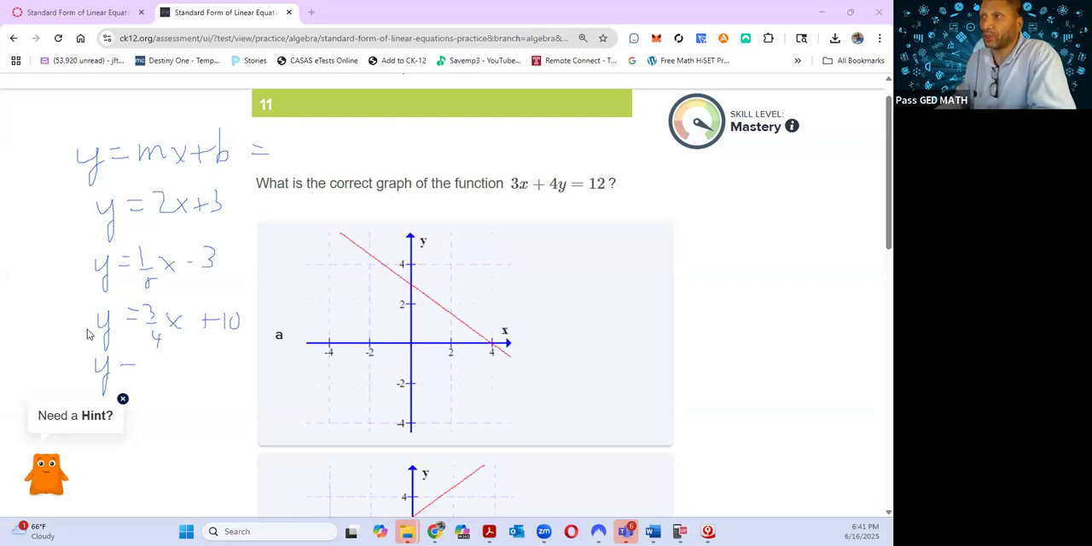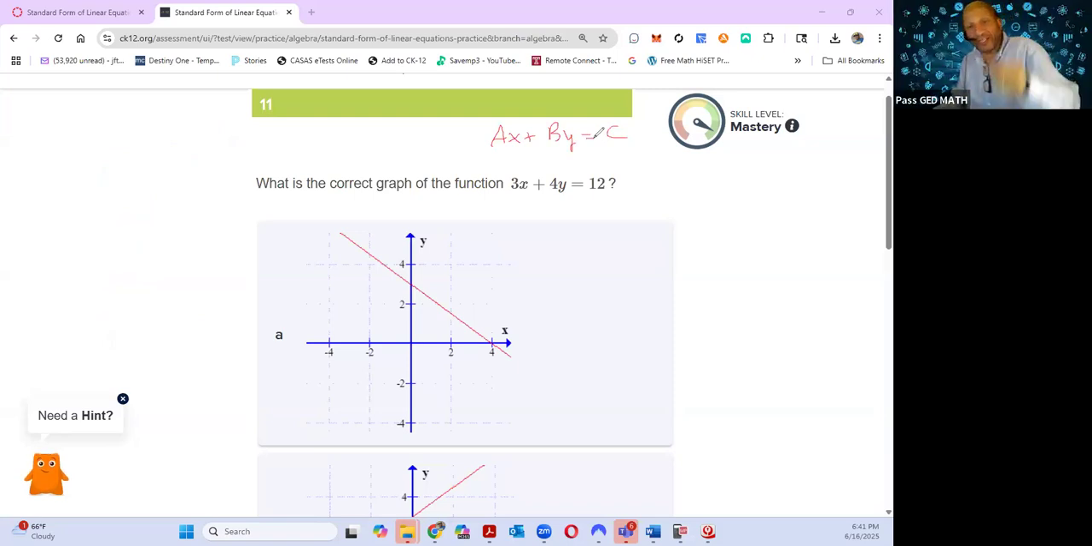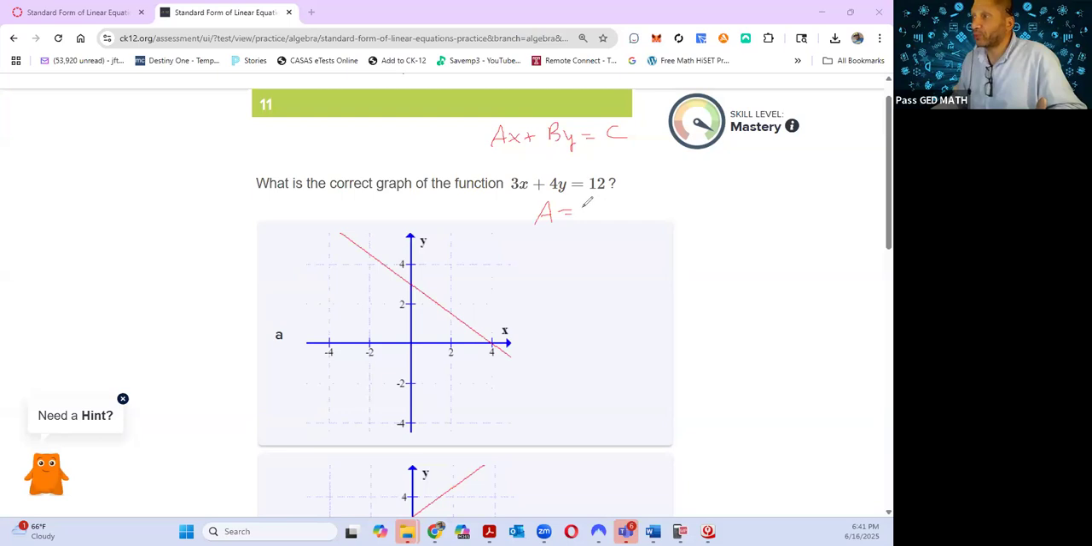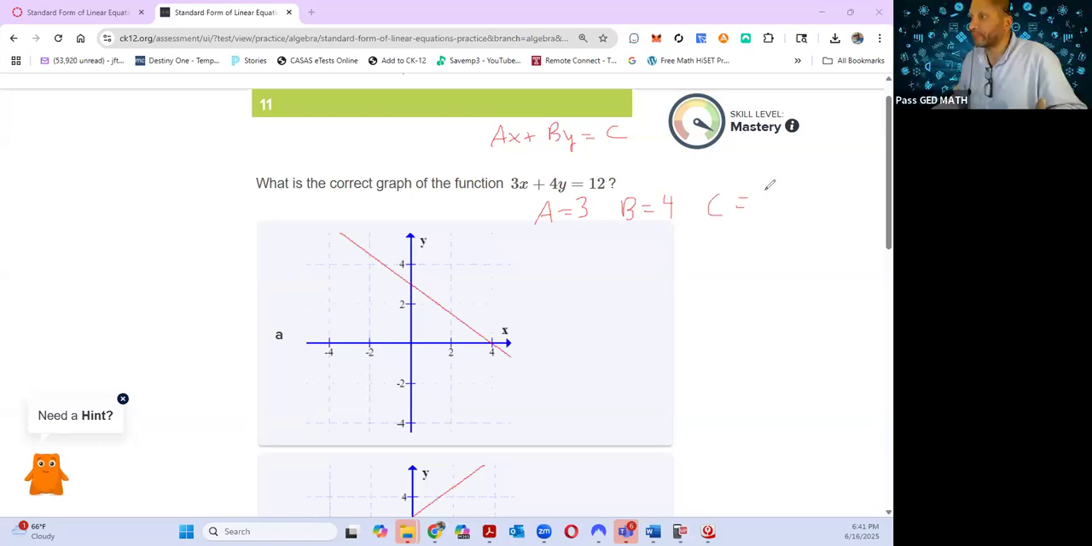Let me clear it out. So this is standard form. What is standard form? Ax plus By equals C. Identify the type of equation first. Is it slope intercept form? Is it standard form? Once we identify this as standard form, A is 3, B is 4, and C is 12.